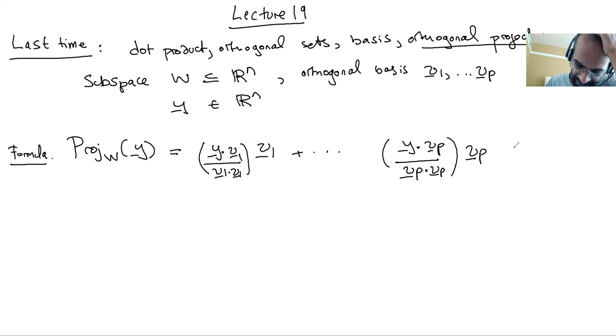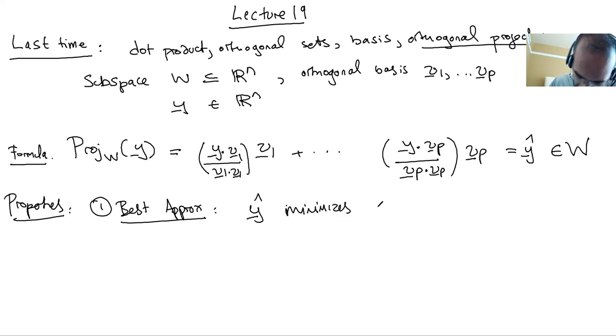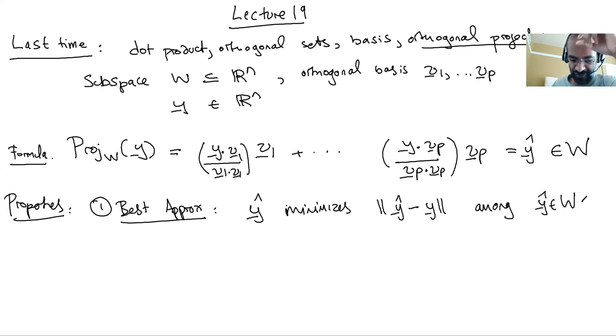And this vector is the vector that we called y hat in the last lecture. And this vector is always in the subspace, regardless of whether or not y was in the subspace. And the formula depends on the orthogonal basis, but we'll see in a moment that no matter what basis you choose, you get the same vector y hat. And the important properties were that this has the best approximation property. So this y hat is the closest vector. So this minimizes the distance y hat minus y among all vectors in W. So it's the closest vector.